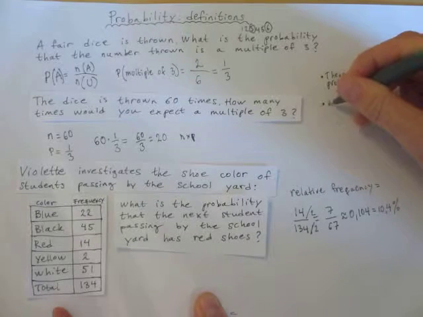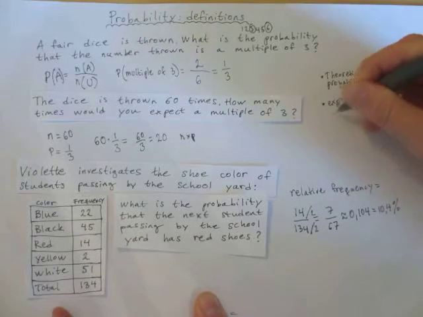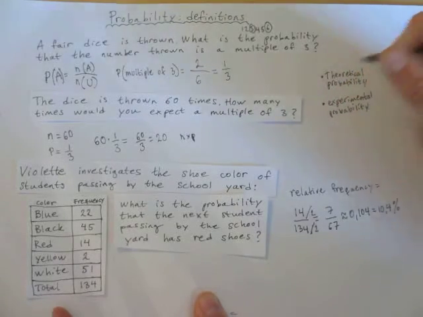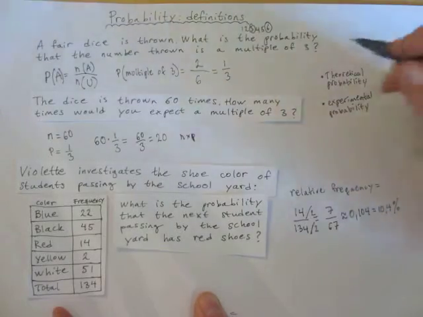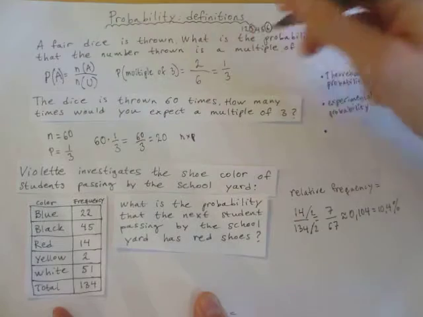And this we can call then experimental probability, because we made an experiment. We could not think it out like we did in the case with the dice.